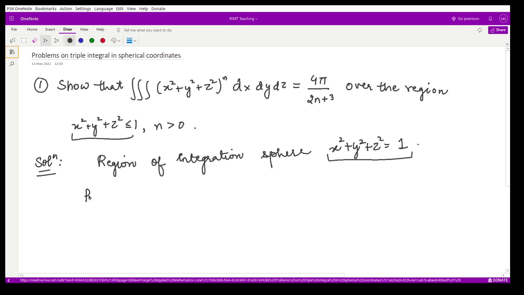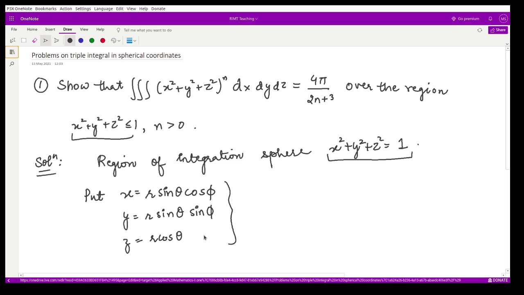So for that we will substitute, instead of x, r sin θ cos φ, instead of y, r sin θ sin φ, and instead of z, r cos θ. You should know the relationship between these values, and moreover we have to see what our limits of integration could be here.